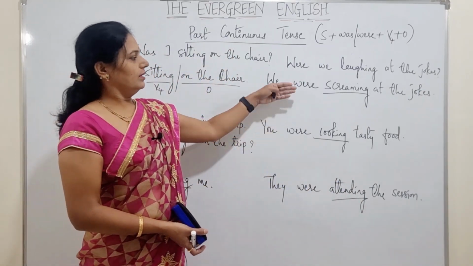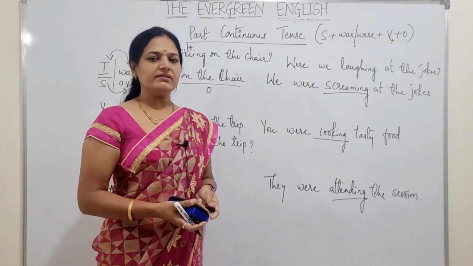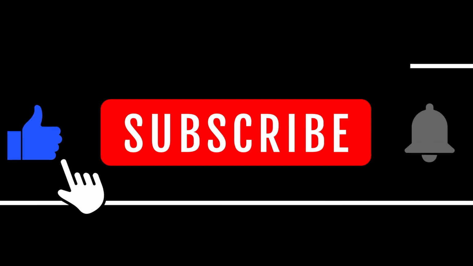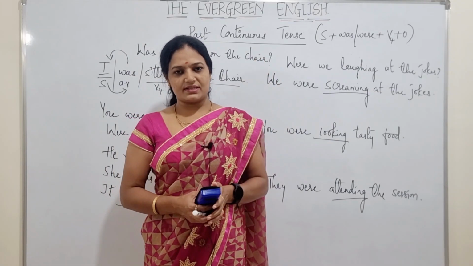So, this is the rule to change from affirmative to interrogative sentences. Hope you have understood these two types of tenses, that is simple present tense and present continuous tense.